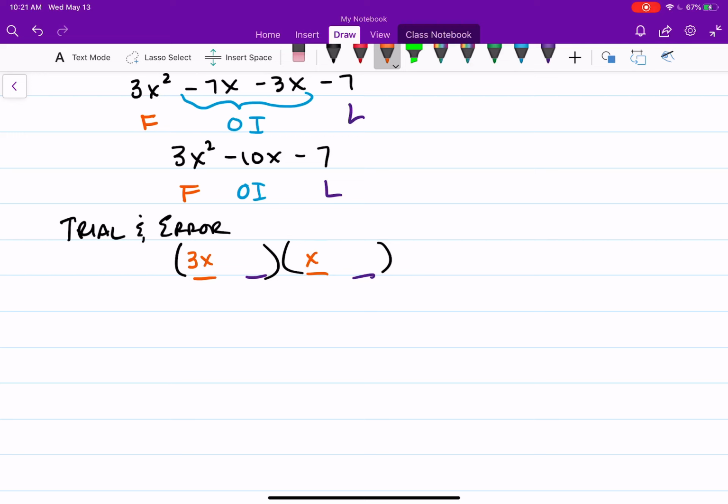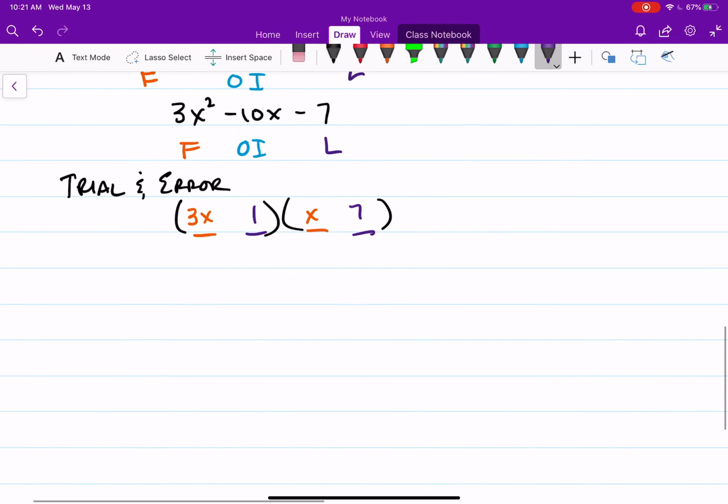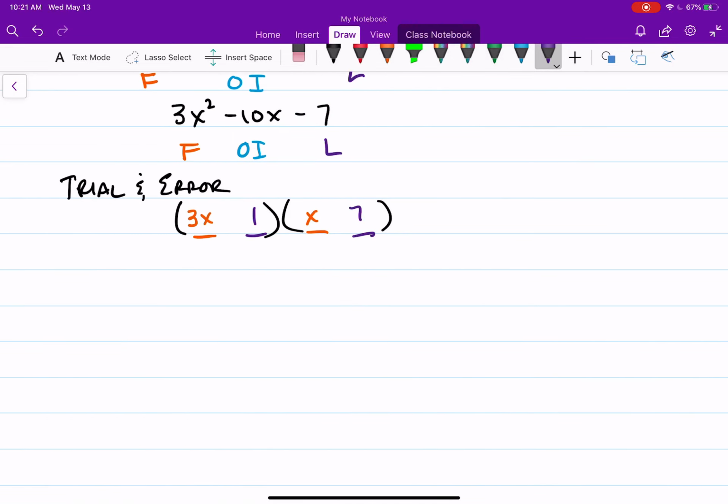What times what gives you a negative 7, or just a 7, let's say, okay? So you know it's a 7 and a 1. The question is, is it a 7 and a 1, or is it a 1 and a 7, okay? So let's take, for example, that I choose 1 and 7. So in order to see if this is right, what I want to do is take my outer and my inner, meaning I want to multiply my outer. 3x times 7 gives me a 21x. Inner is a 1x. 1 times x is 1x.